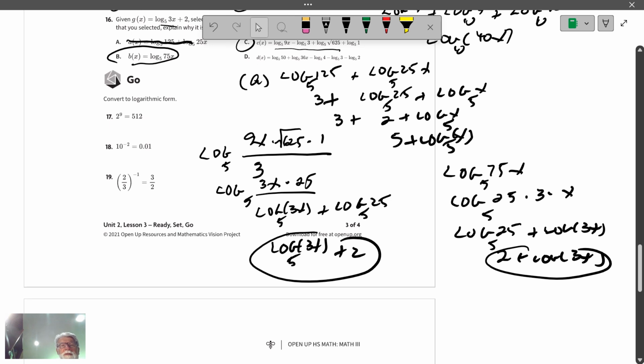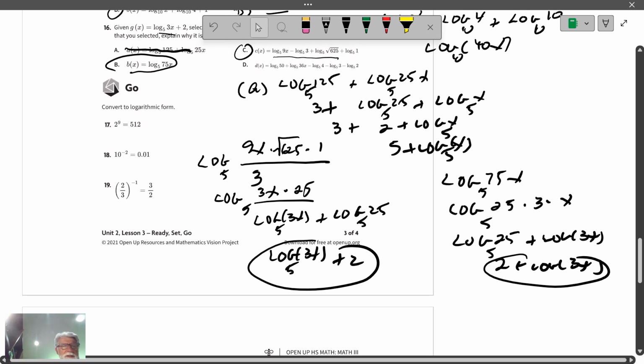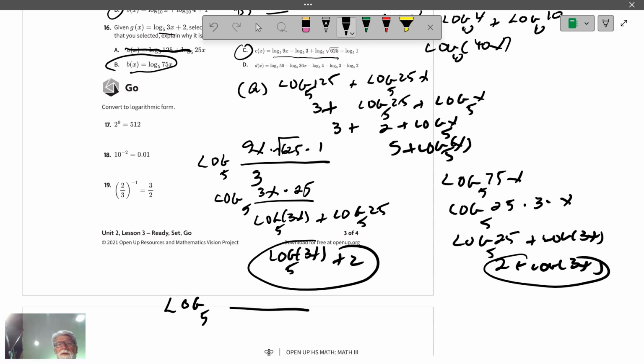And D, I'm going to take pretty much the same approach as I did with C. I'm going to make one single logarithm out of it. So it's the log in base 5. I'm going to set up a quotient bar. So it says log of 50. I'll put that in the numerator. Plus the log of 36x, 36x in the numerator. Minus the log of 4, so that goes down here. Minus the log of 2, so that goes down there.